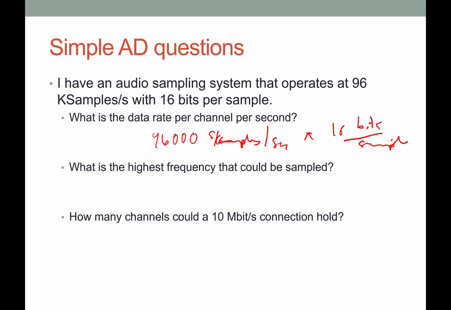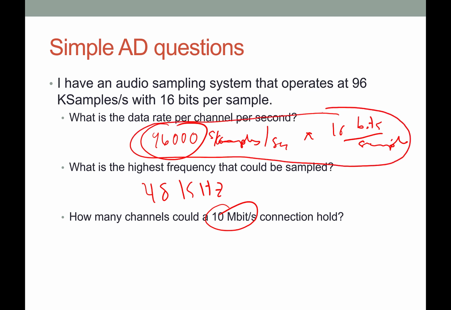It says, what's the highest frequency that could be sampled? Well, obviously, if we're doing 96,000, we expect that we can't have anything higher than half that, so 48 kilohertz is the highest frequency. And it says, okay, well, what if we had a 10 megabit per second channel or connector? Well, this is one channel right here, this 96,000 times 16 bits.